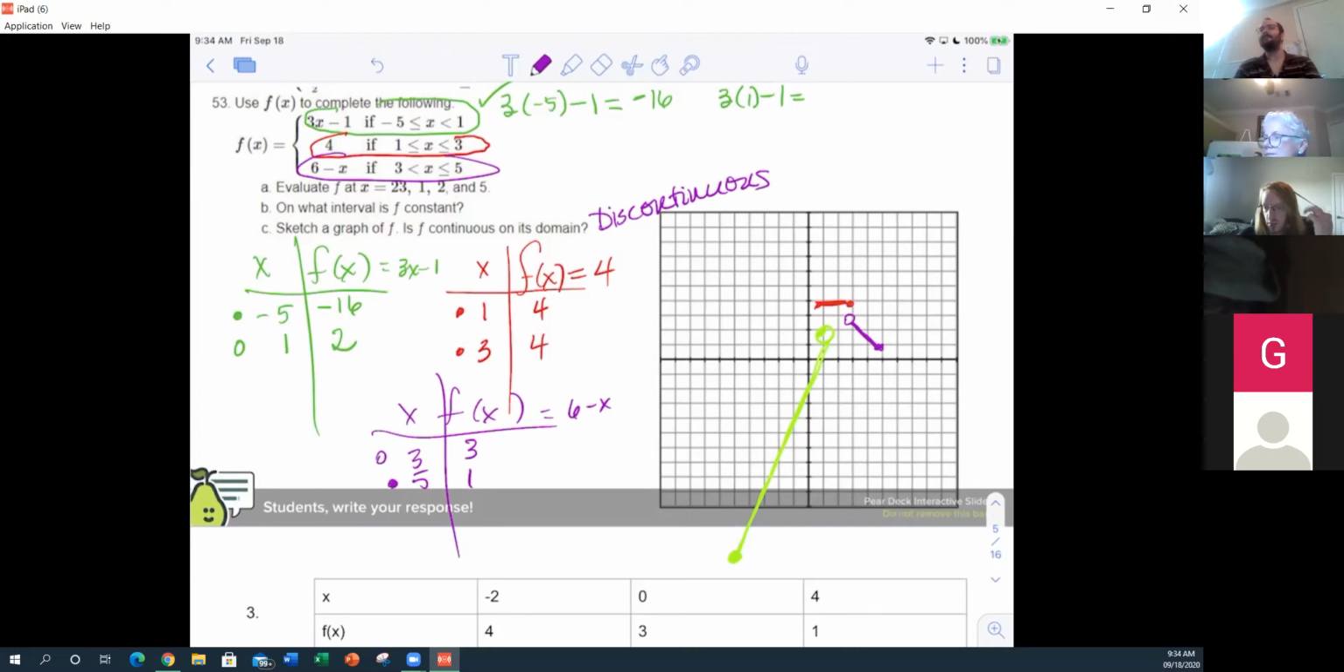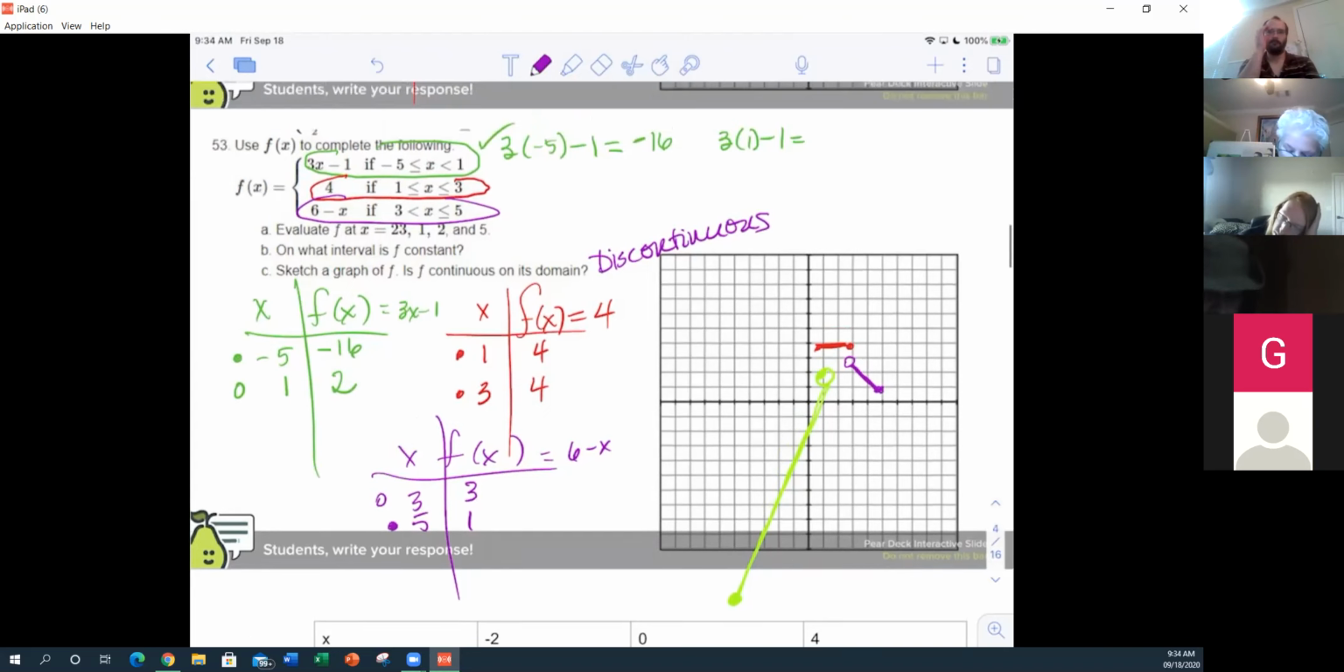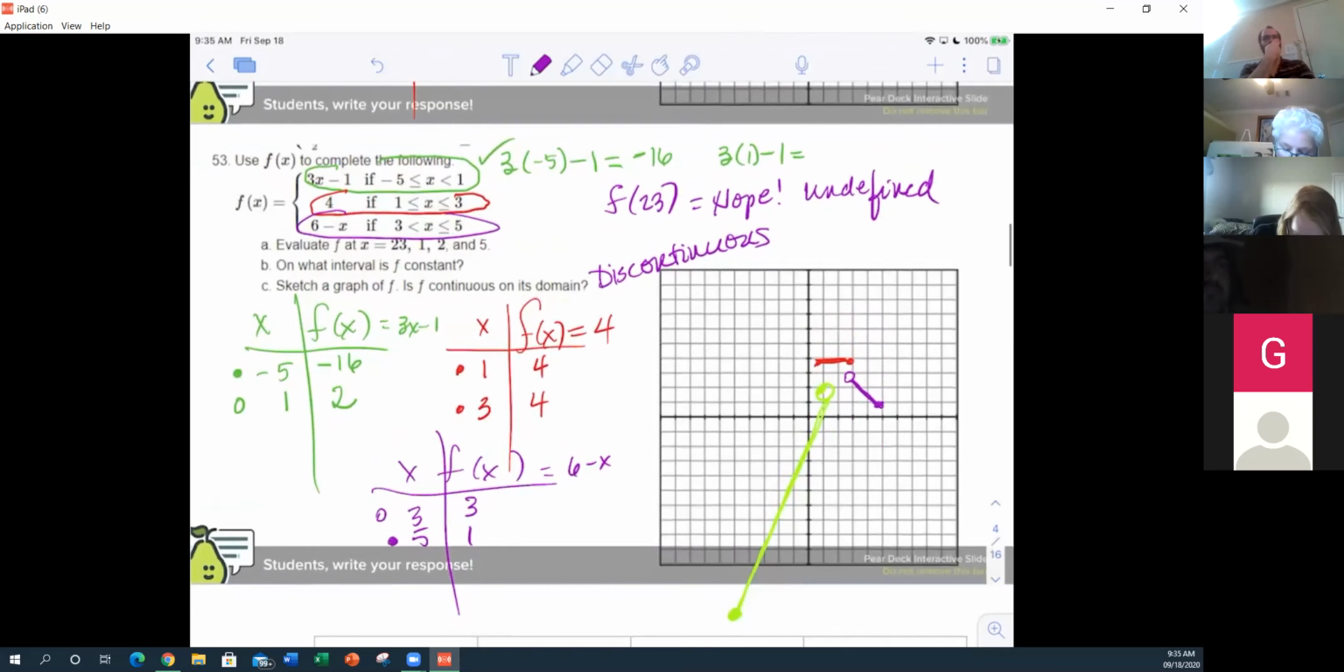Yeah, think about what you're doing for sure. And so what is f of 23? None. Okay, but like Matthew said, this is what I do because I think I'm being funny, but really you should say it's undefined, okay? Undefined. And so what about f of 1?